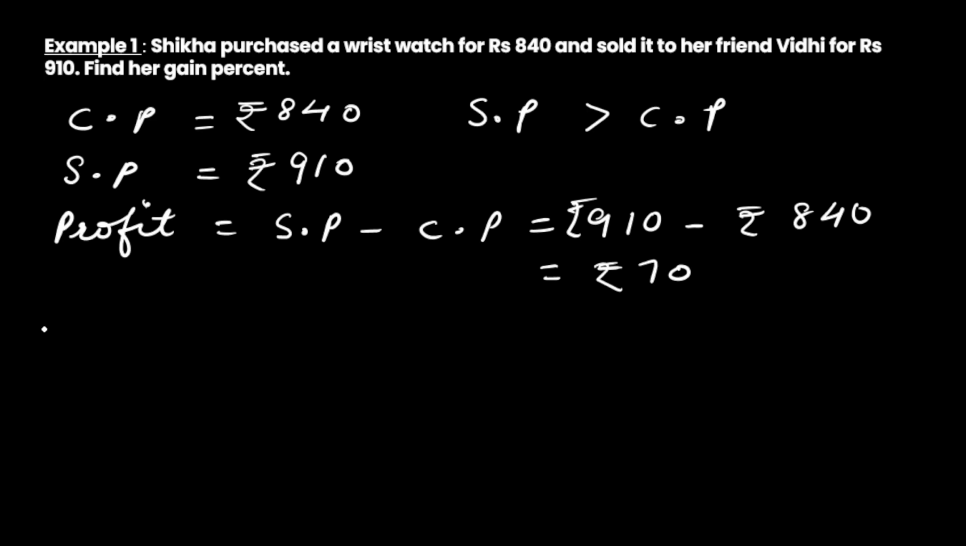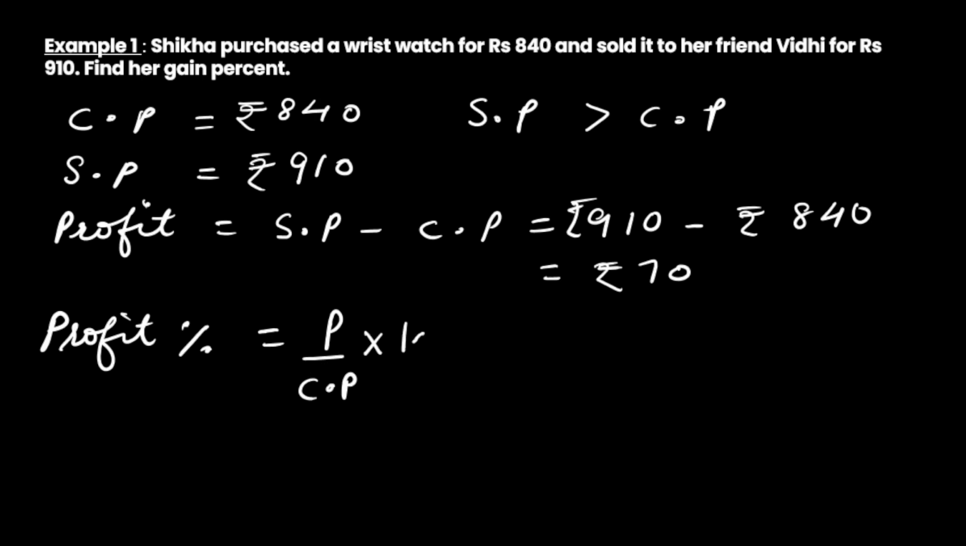Now we have to use the profit percent formula. Profit percent is equal to profit by cost price. Always with cost price only we are dividing, whether we are finding profit or loss. So profit by cost price into 100%. Profit we will substitute now. Profit is 70 rupees. Cost price here is given to us as 840, into 100%. Now 0 and 0 will get cancelled here. So cancellation we can do.